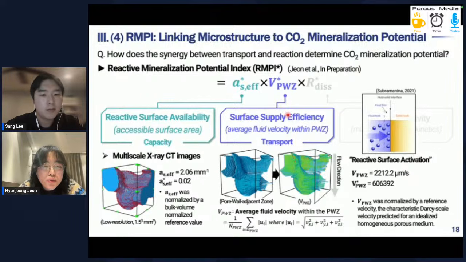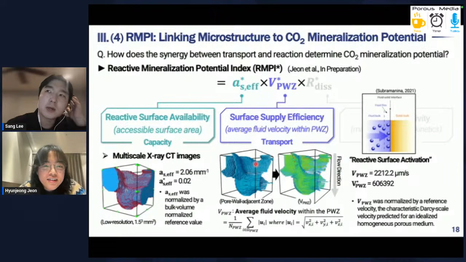So you mean the effect of micropores on a real mineralization system compared to macropores? Can I understand, is that correct?